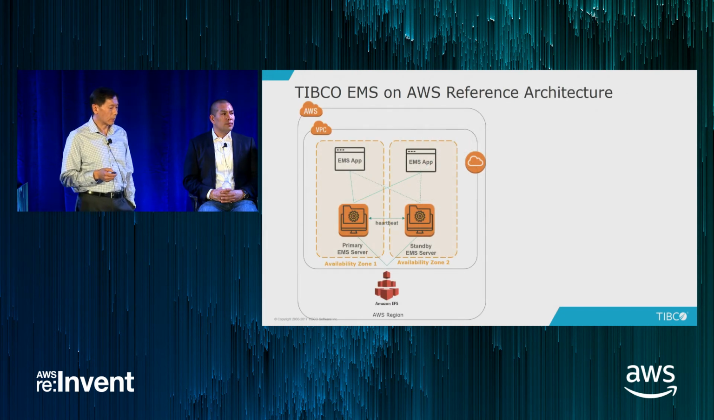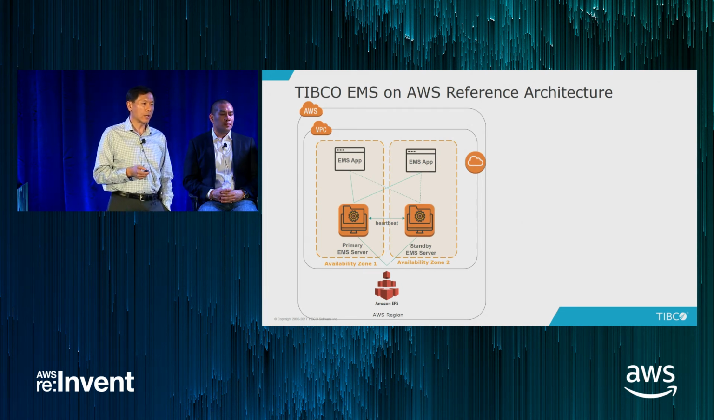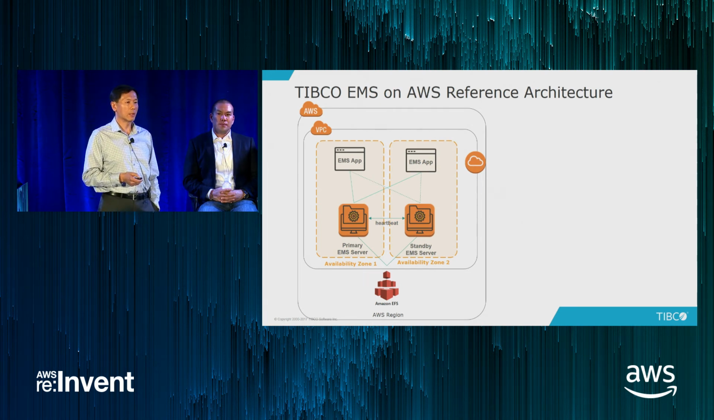So a little bit more detail, you will configure and run a primary EMS server in one availability zone, and then a standby in another availability zone. And then again, the configurable heartbeat mechanism between the two. And they use EFS as the shared storage, and that's used to persist data for guaranteed message delivery, for queues and durable topics, as well as metadata and session information for the clients. And then, of course, the EMS applications can be deployed in one or the other availability zone.